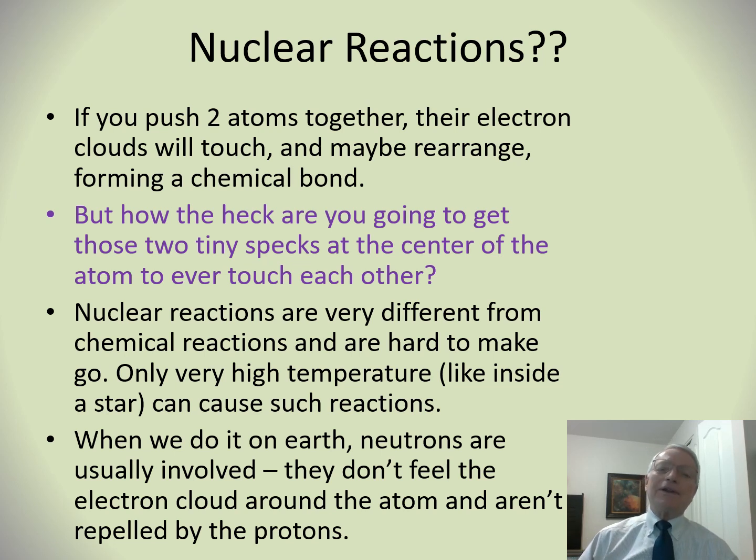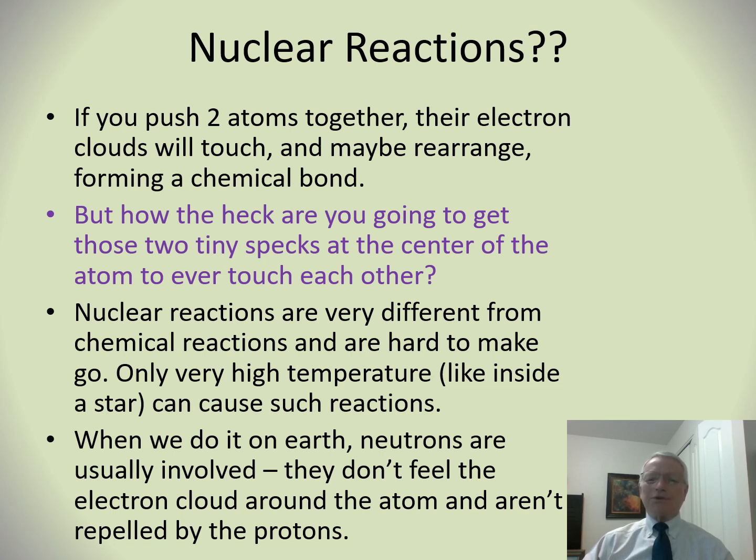Nuclear reactions are very different from chemical reactions, and they're hard to make go. One way to make them go is to put them at very high temperature and density, like inside a star, where the particles are moving so fast that they just blast. When two nuclei approach, they blast right through the electron clouds, and they overcome proton repulsion, and they actually do touch, and reactions take place.